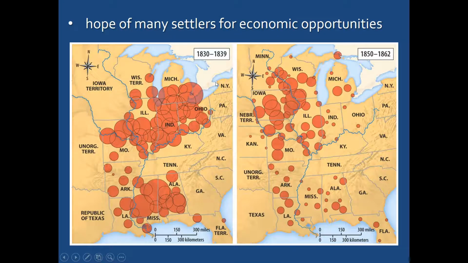There's also, for many settlers heading west, this hope for economic and social mobility, that by heading west, you'll get your piece of land. And from there, you can kind of move up in society by having more economic opportunities and just being kind of an independent farmer.